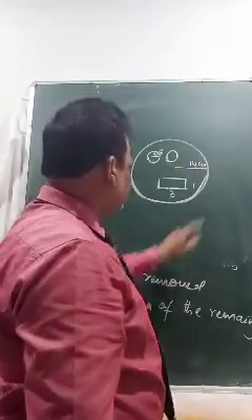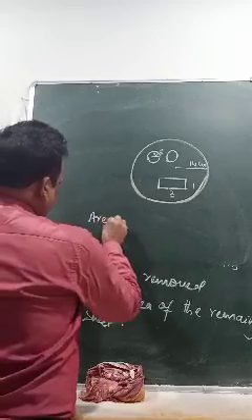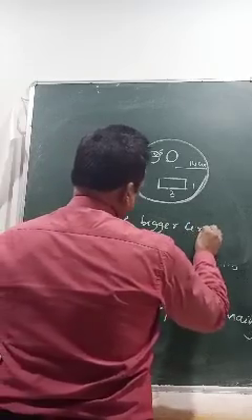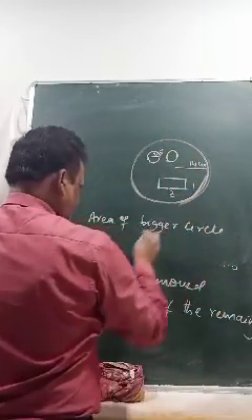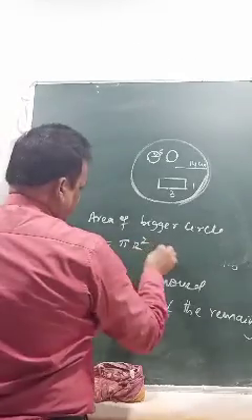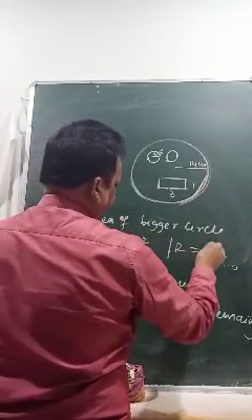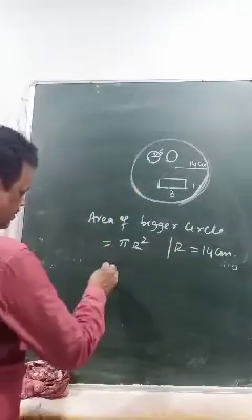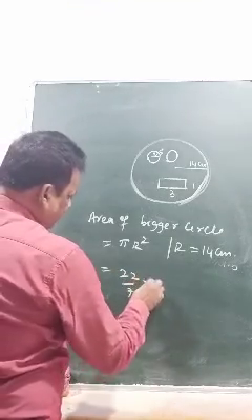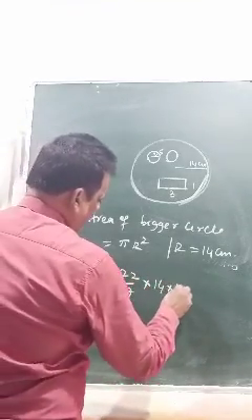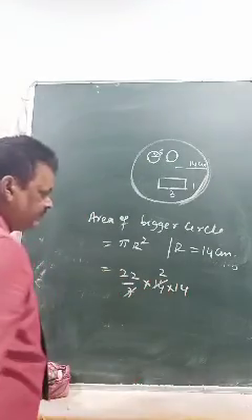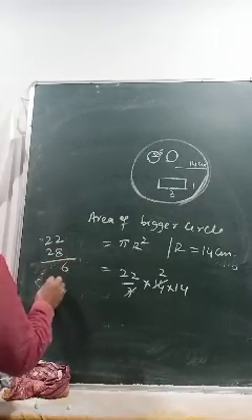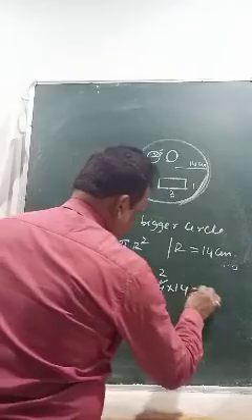So what is area of first big circle? Area of bigger circle means this one, pi r square. R is how much? R is 14. Okay, pi means 22 by 7, 14 into 14, 7 2s are. Okay, 22, 28, 616.